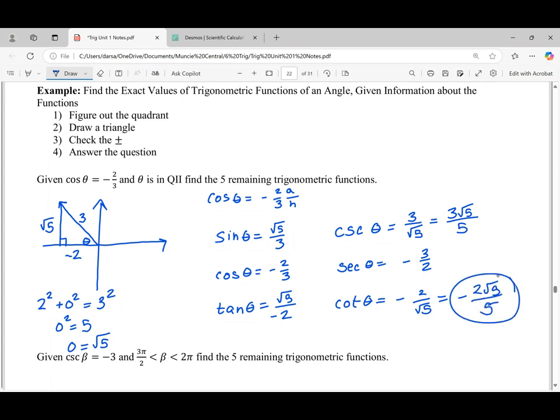And that is all 6 trigonometric functions, just given what one of them was and a quadrant.